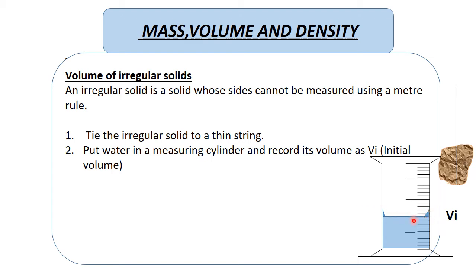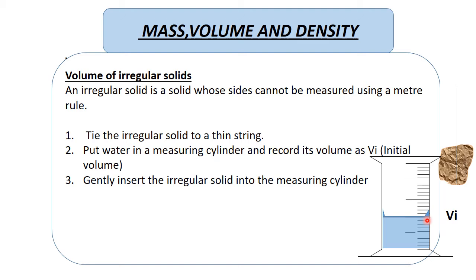With water poured in the measuring cylinder and the volume of this water recorded as V1, you go to step 3, where you gently insert the irregular solid into the measuring cylinder. Of course, water will move up the measuring cylinder because the irregular solid has taken the space of water. We're going to have a new volume which is called VF or V2, the final volume.